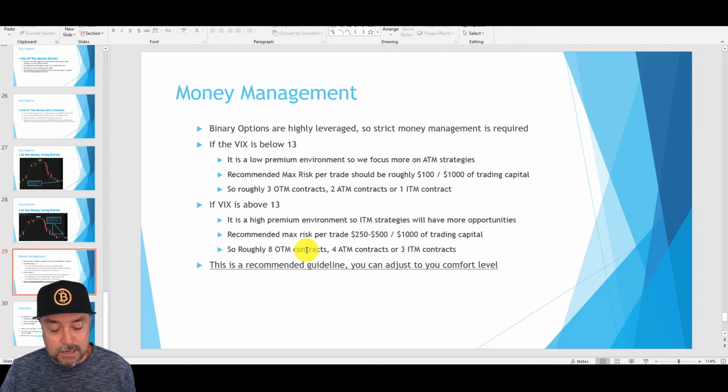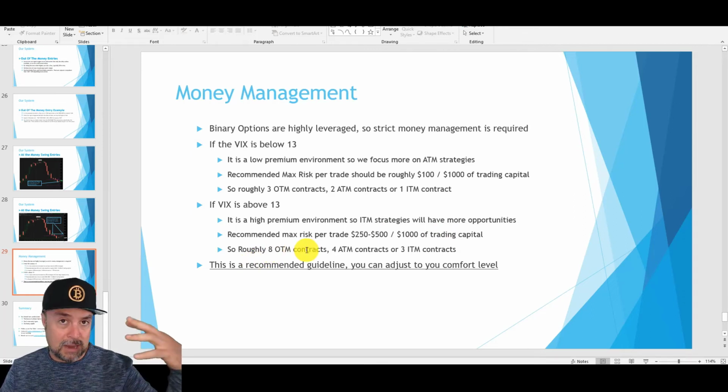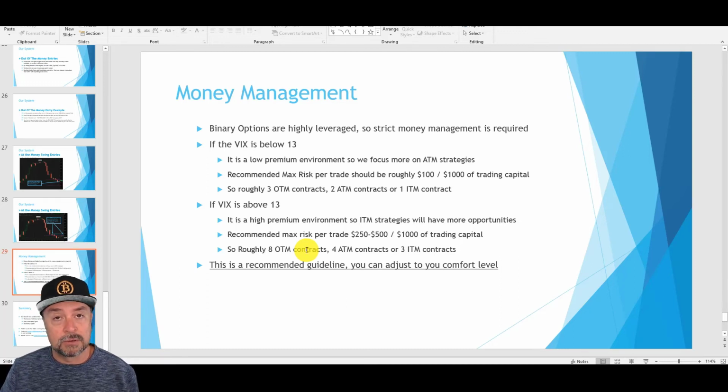So what does that mean? You could do 8 out of the money contracts. Again, this is more advanced stuff, like out of the money approaches. We don't normally do that on the official calls because out of the money means you're expecting a move, but you're risking like say $20, and that might just go poof because the move may not materialize, or it doesn't materialize soon enough and the premium crushes. Out of the money strategies are just different, but because they're lower risk, you can do more contracts. So this is 8 OTM contracts, 4 at the money contracts, or 3 in the money contracts per $1,000 of trading capital. All right, so that gives you some context.